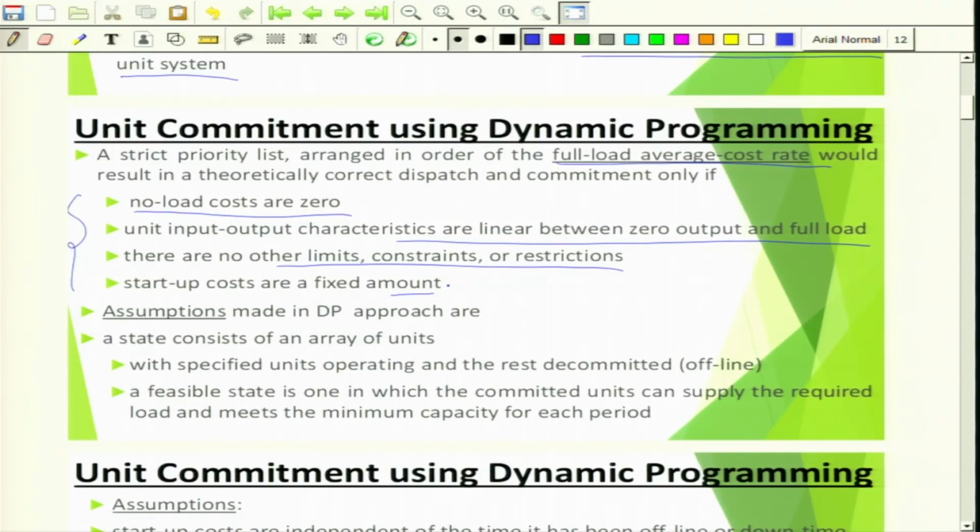And what are the assumptions made in the dynamic programming approach? A state consists of an array of units, with specified units operating and the rest decommitted. A feasible state is one in which the committed units can supply the required load and meet the minimum capacity for each period. So ultimately the generation should be equal to the load. You should find out which feasible states can meet this summation of generation equal to load for each time period.